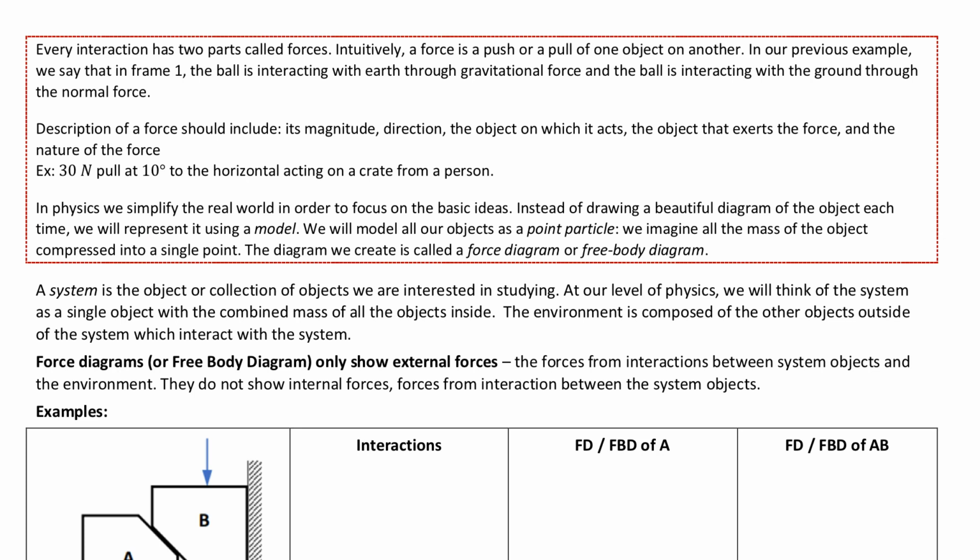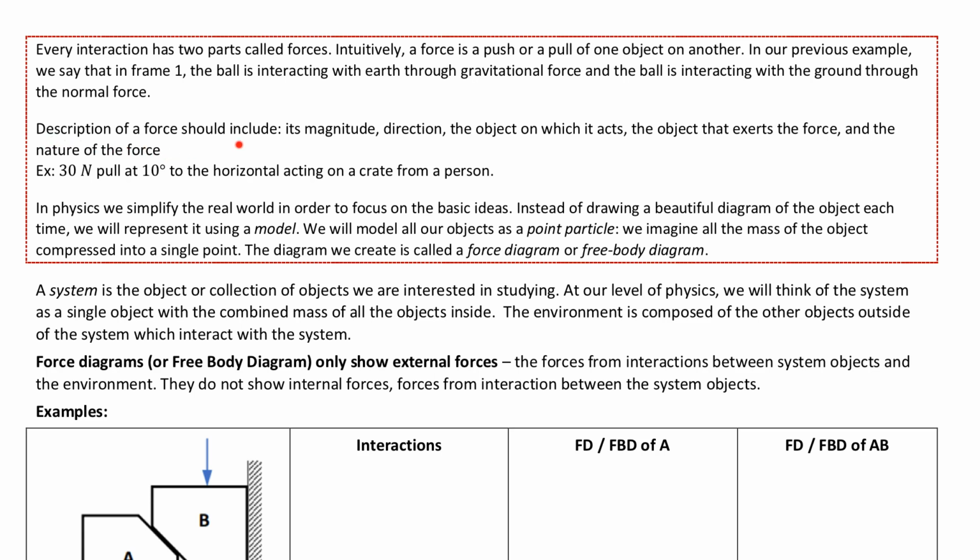Intuitively, a force is a push or a pull of one object on another. In our previous example, we say that in frame 1, the ball is interacting with Earth through gravitational force, and the ball is interacting with the ground through the normal force. There could also be frictional force, but in this case, because nothing is trying to push it, there is no resistance, so friction is just 0.